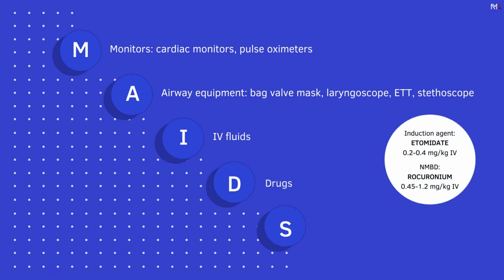D for drugs. For the induction agent, etomidate is preferred since it is the drug of choice for patients who are unstable. The recommended dose is 0.2 to 0.4 milligrams per kilogram IV. And for the muscle relaxant, rocuronium with a recommended dose of 0.45 to 1.2 milligrams per kilogram IV. And S for suction catheter to remove secretions that may obstruct the view.